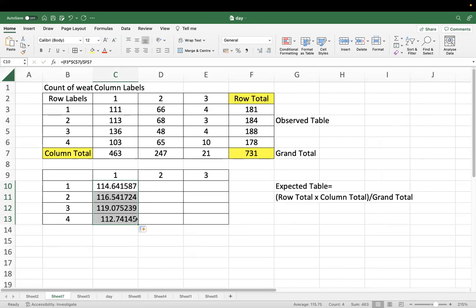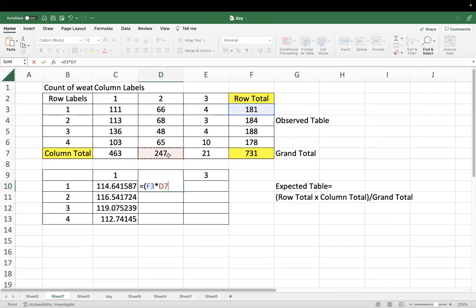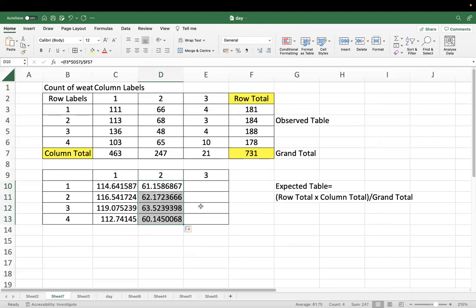Same thing I will apply here. Is equal to open bracket row total multiplied by column total will change here. Column total will change, row total remains the same. So I will press Fn F4 for column total divided by grand total. Grand total remains same, Fn and F4. I will drag this formula down.